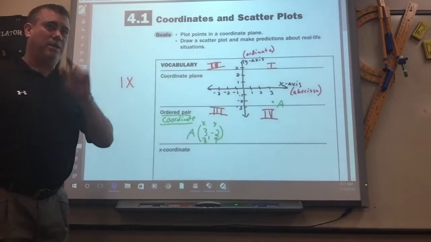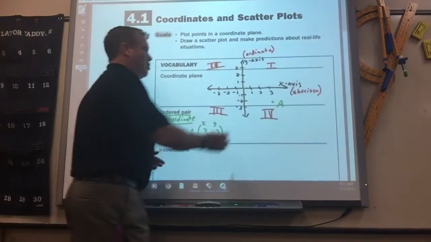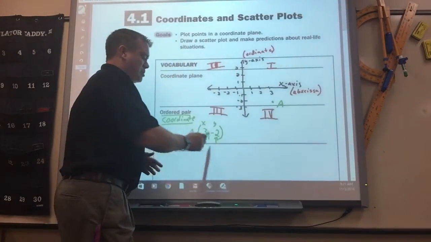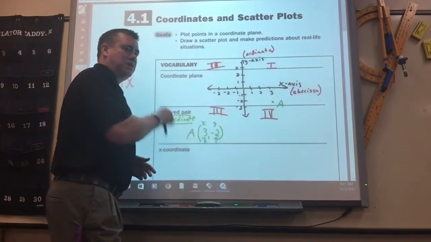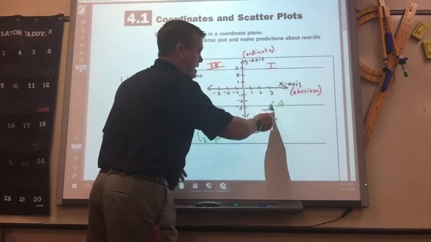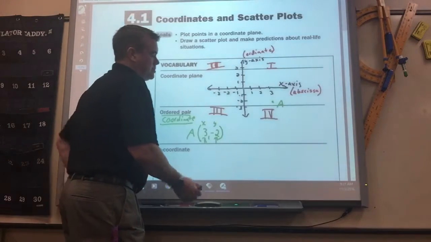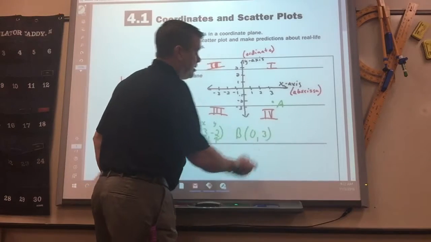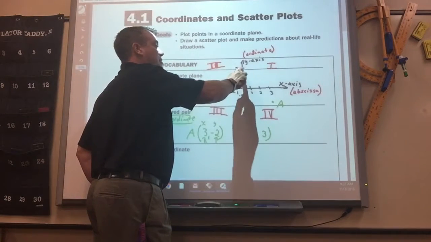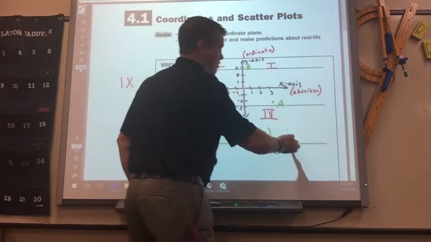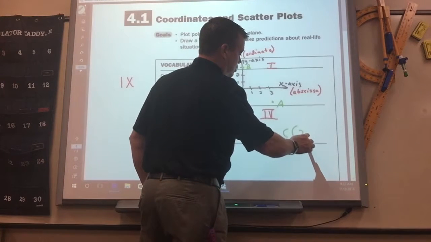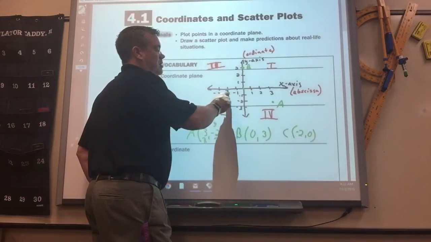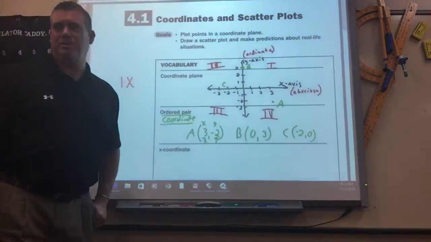Okay? Now one thing I've seen that some people do is they'll go right 3 and then down 2 from there. Remember, this is just a direction. It tells you how to get somewhere. Over 3, down 2. Okay? So if you had point B is 0, 3, that means you go 0 over, up 3. If you had a point that was negative 2, 0, that means I go left 2 and then I don't do anything. You guys remember all these, right?